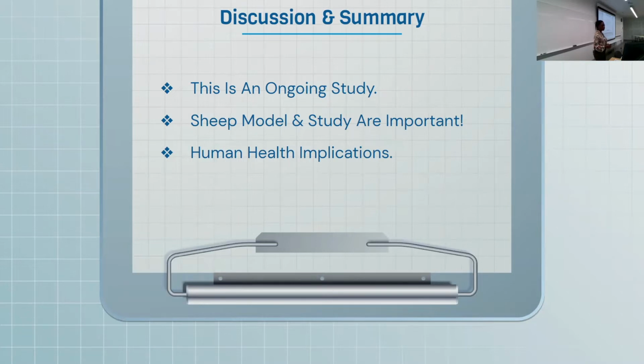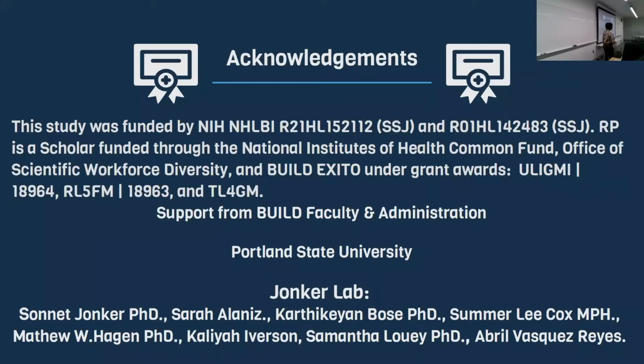If we can understand cellular loss during normal development, then we may be able to influence cell number in those most vulnerable fetuses facing adversity, giving them an equitable start to long-term cardiac health in comparison to their peers. I'd like to acknowledge Exito, Portland State University, NIH, and most importantly, the Yonker Lab. Any questions?